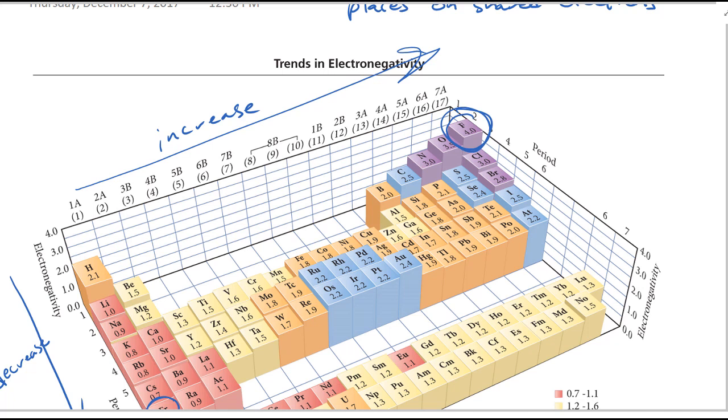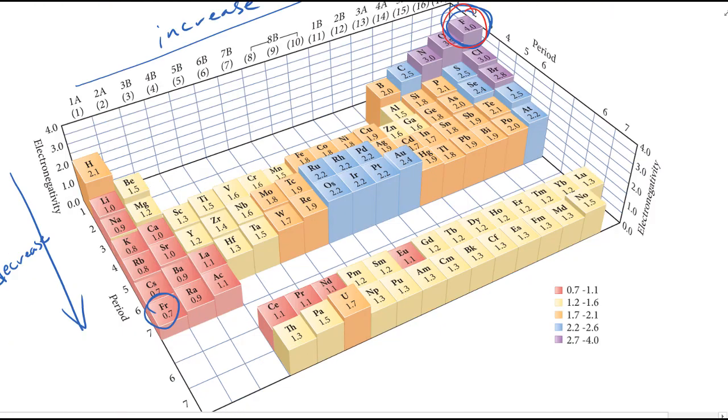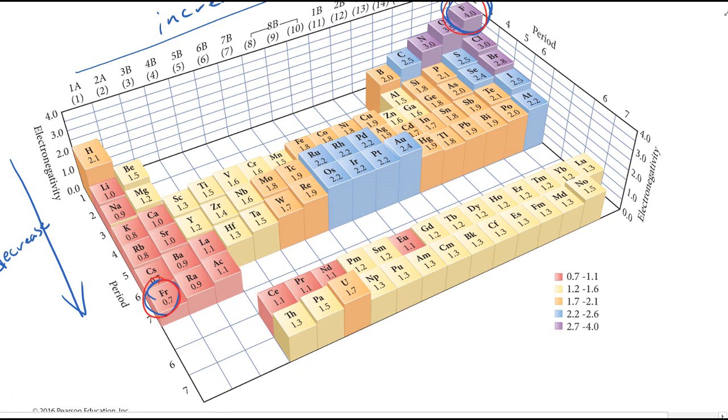If the electronegativity values are different, that means they do not have the same attraction for shared electrons. The larger the value, the greater its attraction for shared electrons. So based on that, fluorine here has the greatest attraction for shared electrons, and the one that would have the least would be francium down here.